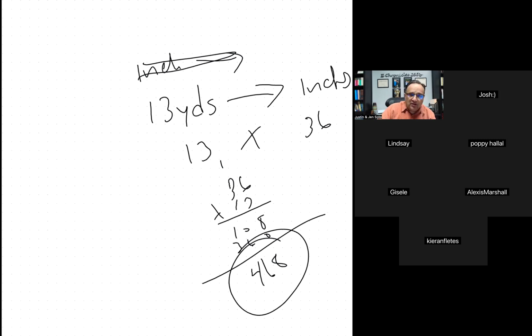Number 8. So it's 13 yards to inches. Going from a larger unit to a smaller is multiplication. 36 because there's 36 inches in a yard times 13 because there's 13 yards. 36 times 13, 468.